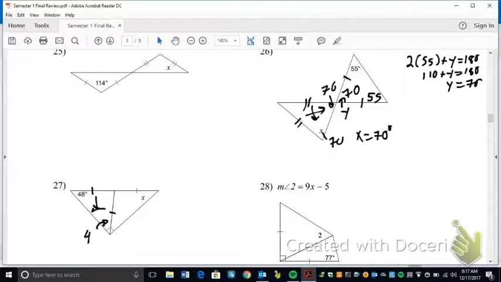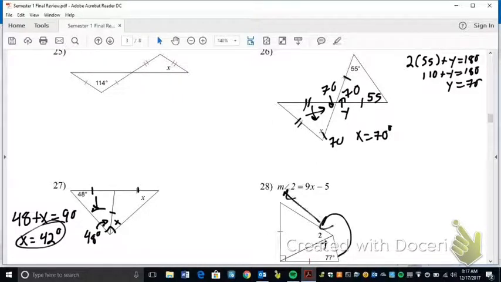Here, this is a little bit trickier. Okay? So it's still an isosceles triangle. So we know that if one of them is 48, the other one's 48. But here, that 48 is part of a right angle. Okay? So we know that 48 and the other one are complementary. So what is x? 48 plus x equals 90. So we subtract 48 from both sides, and we get x equals 42.